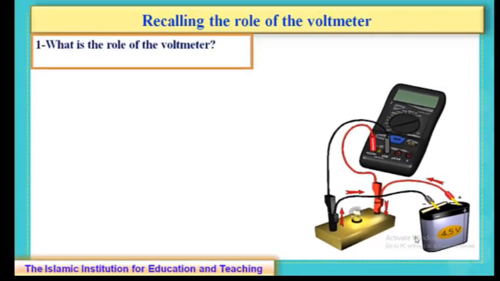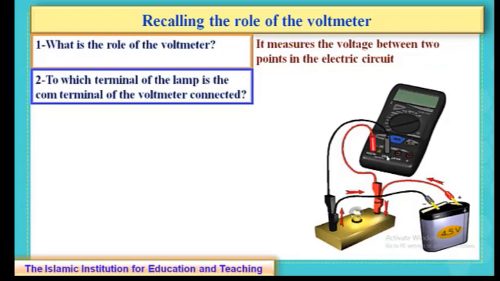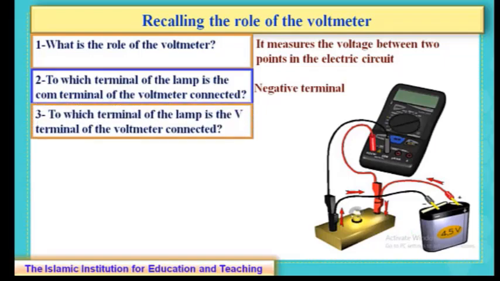So what is the role of the voltmeter? It measures the voltage between 2 points in the electric circuit. To which terminal of the lamp is the COM terminal of the voltmeter connected? As you see, the COM terminal is connected towards the negative terminal. To which terminal of the lamp is the V terminal of the voltmeter connected? The V terminal is connected towards the positive pole of the dry cell.